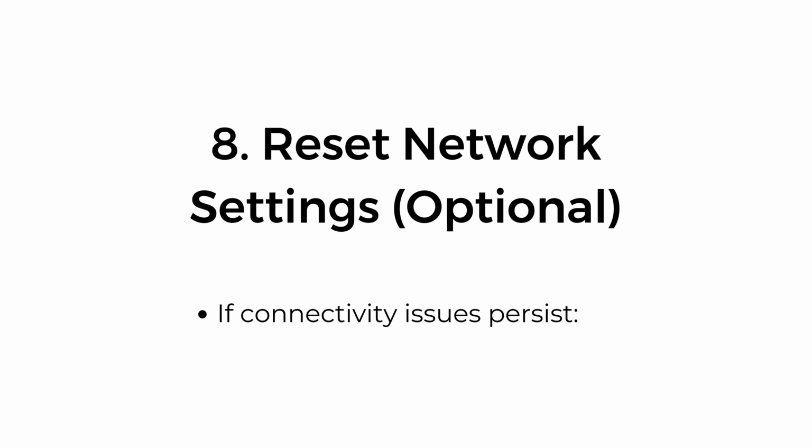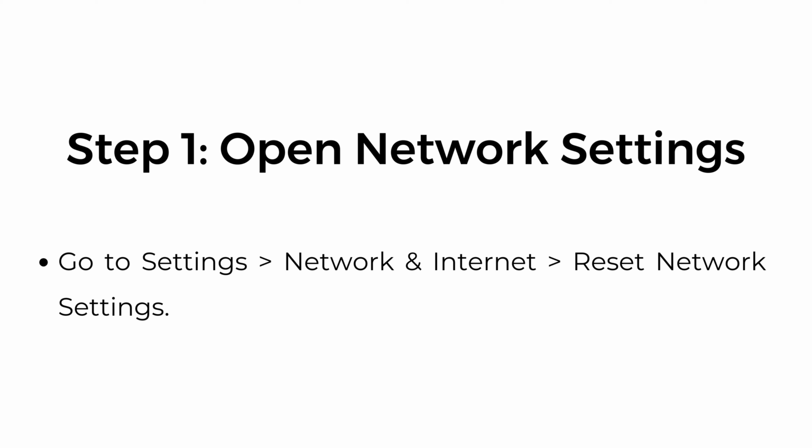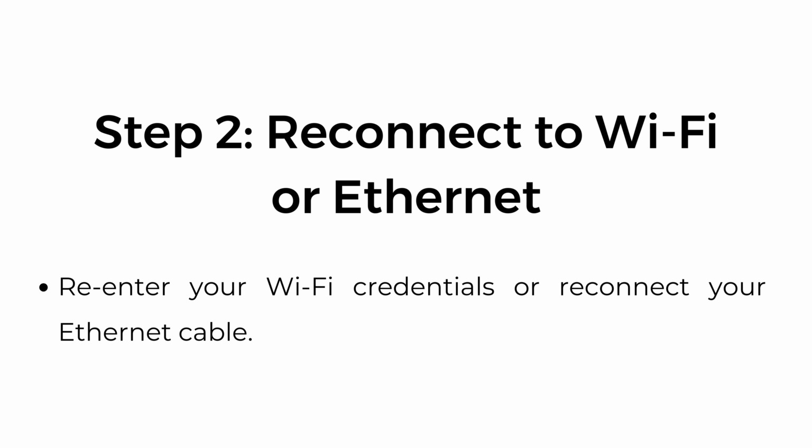8. Reset network settings. Optional. If connectivity issues persist, Step 1. Open network settings. Go to Settings, Network, and Internet, Reset network settings. Step 2. Reconnect to Wi-Fi or Ethernet. Re-enter your Wi-Fi credentials or reconnect your Ethernet cable.